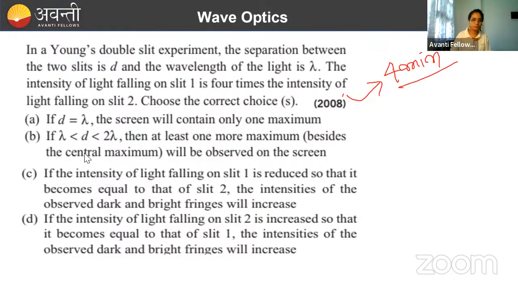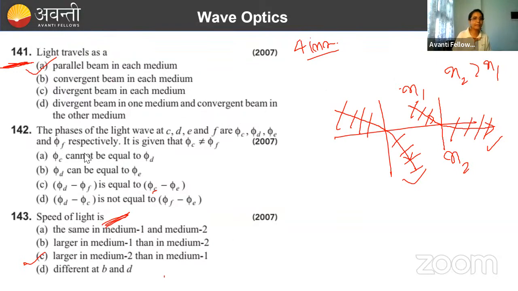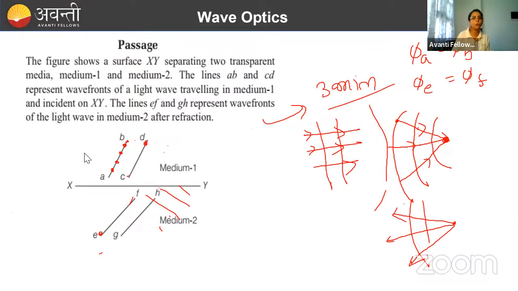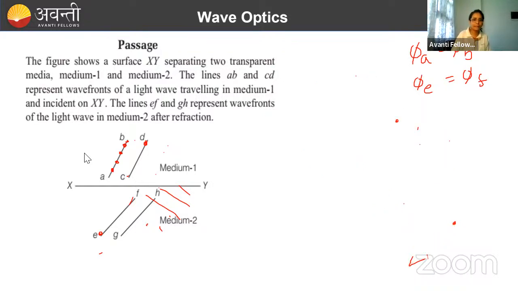Okay, Rishabh. The third one, I said that if it is said that the speed of light is, then by looking at the wavefront, you have to answer if light is traveling from rarer to denser or denser to rarer. So what I did for that case, I just took the example of both the cases. Suppose my incident light is something like this, and this is rarer media, and this is my denser. If light is traveling from rarer to denser, it will bend towards the normal.